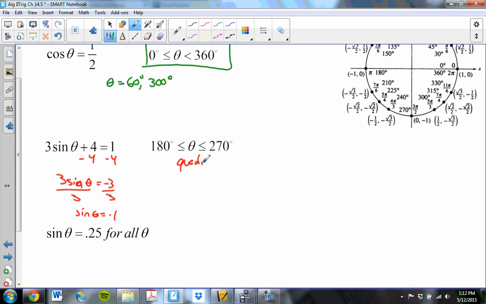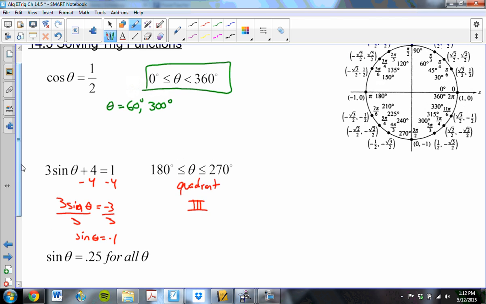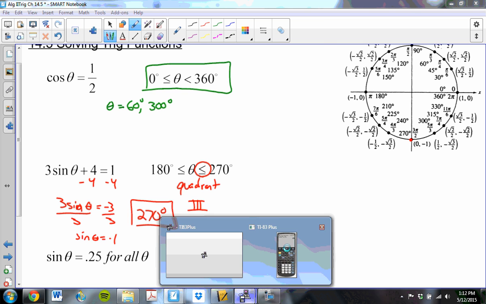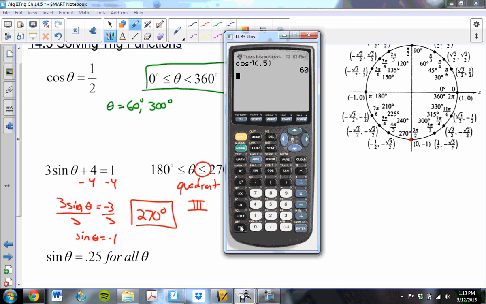Well, here I have to be in quadrant 3. That's what this is saying. If I'm between 180 and 270 degrees, think about which quadrant you're in. You have to be in quadrant 3. Well, where is the sine of theta -1 in quadrant 3? Because I'm allowed to include 270, it's less than or equal to, that happens here at 270 degrees. If you wanted to check, you could do 3 sine 270 plus 4. 3 sine 270 plus 4 is 1, and that's what I wanted.